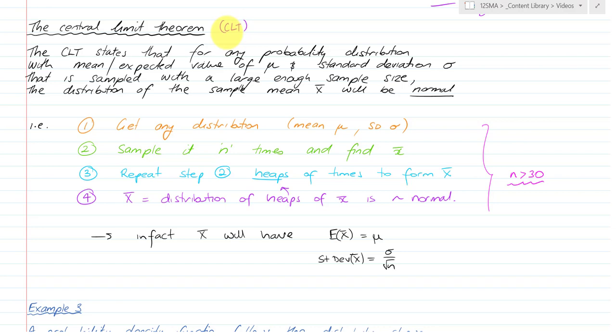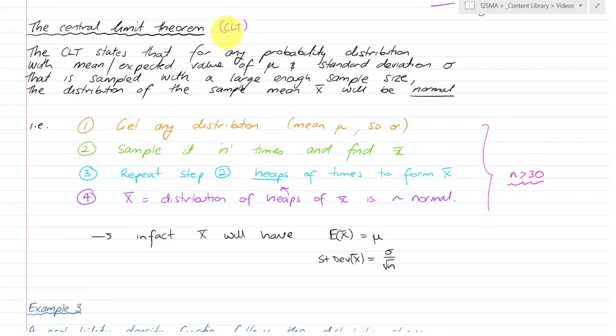So this is the step-by-step process, just to build a bit of understanding. If you get a distribution, any distribution, and it's got a mean of mu and a standard deviation of sigma, and you sample it n times, so you might take a sample of 10, and then you find x bar, the mean of that sample. Now if you were to repeat that step heaps of times, say 100 times, you will form the sample mean distribution. So you would have 100 values that represent the average of a sample of 10, 100 times. And you would expect that to be normal.